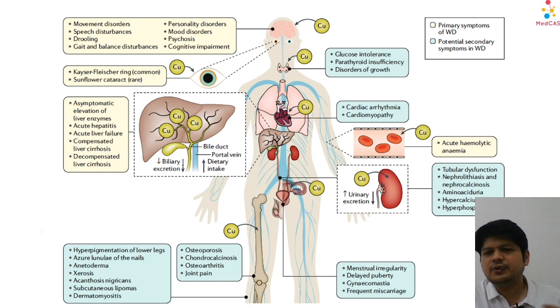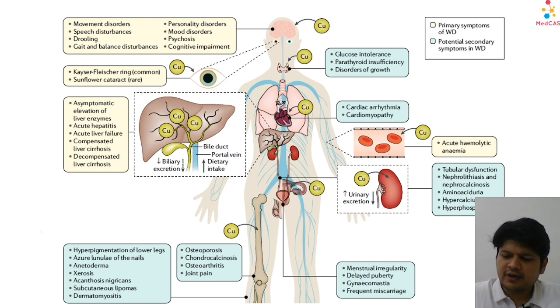So this is a very good image to show what the clinical manifestations of Wilson's disease are. This is from Nature Reviews. They have divided it into the primary symptoms and the potential secondary symptoms. Primary symptoms are due to direct copper deposition; secondary is more of the deposition and then causing a lot of damage there.